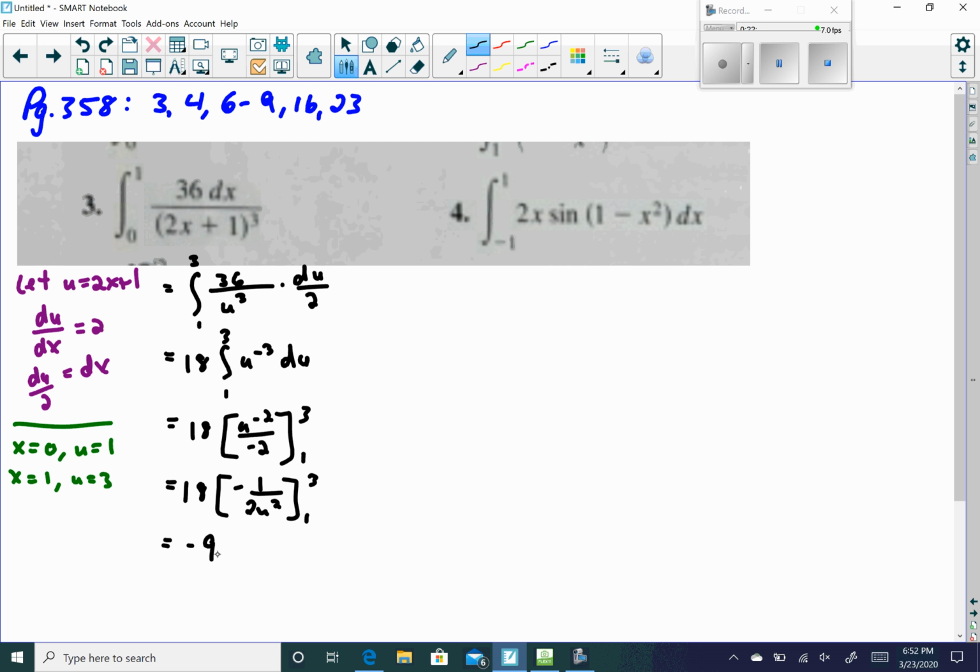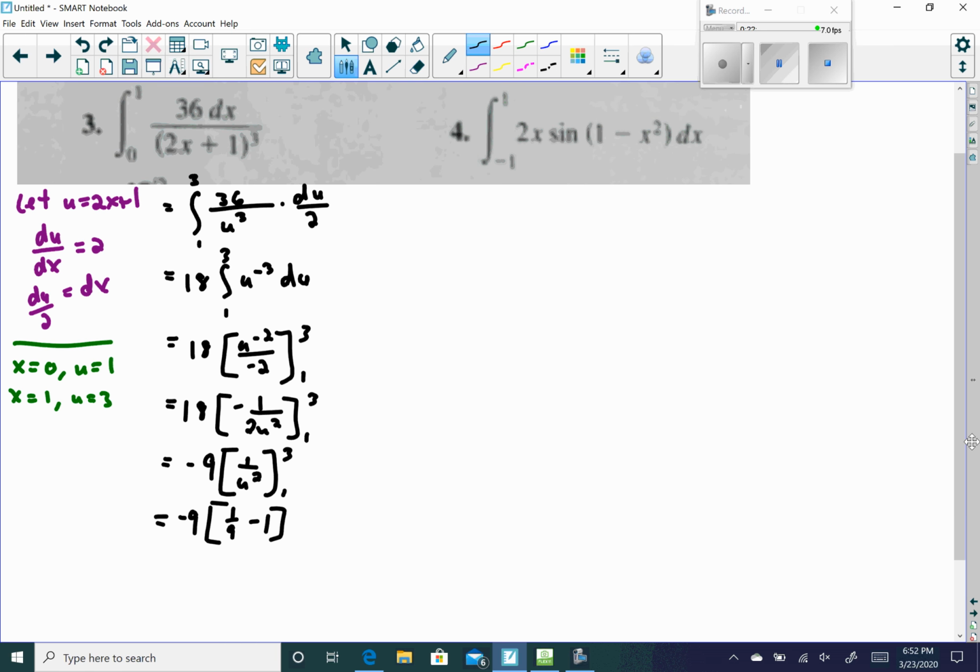I could factor that part out, and then we're going to get, let's see, that would leave us just with, I'll write it this way, 1 over u squared from 1 to 3. And then we could say it's negative 9 times, we'll get 1/9 minus 1. 1/9 minus 9/9 will give us a negative 8/9. So we'll get negative 9 times negative 8/9. The negative 9's divide out, and we're just left with an 8.